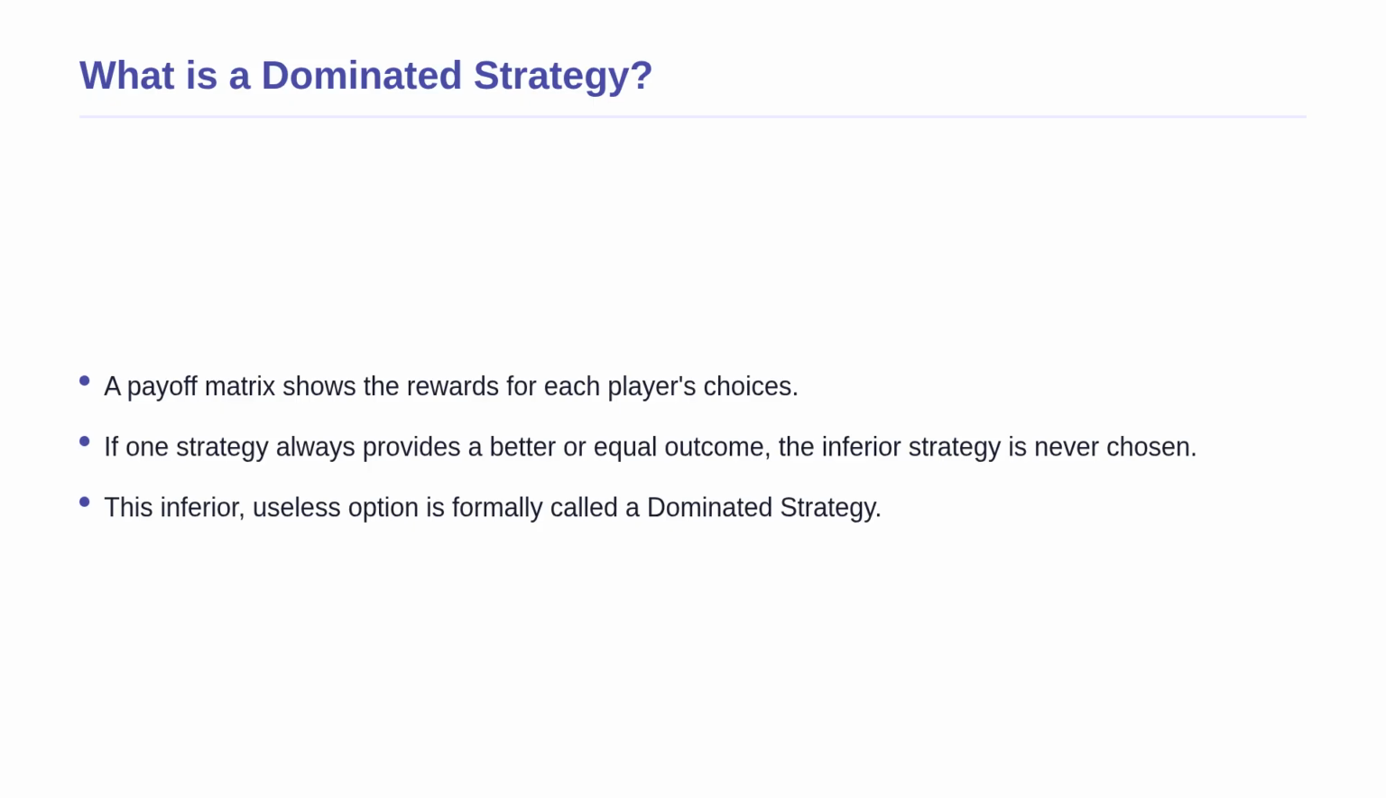In game theory, we use a payoff matrix to show rewards for each choice. If one strategy always gives a better or equal outcome compared to another, the inferior one is called a dominated strategy. A rational player will never pick a loser choice, so we can safely erase it from the game board.